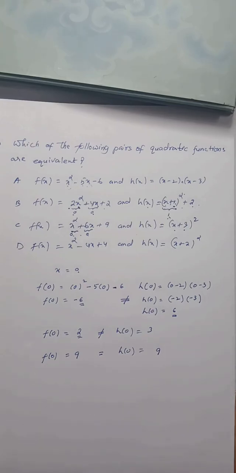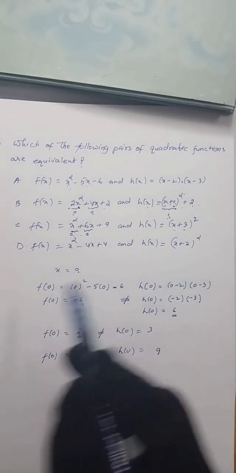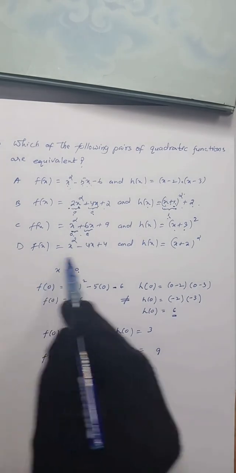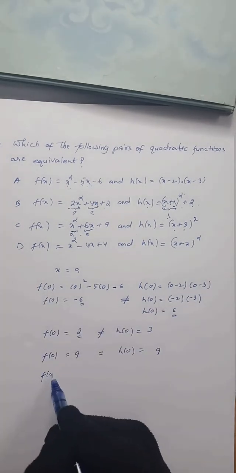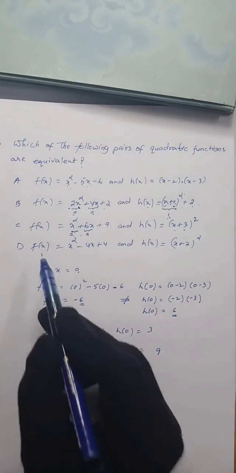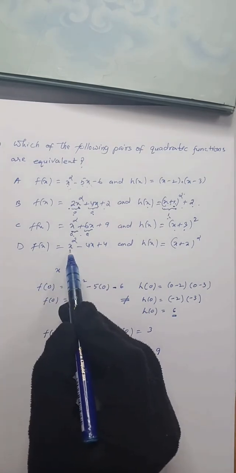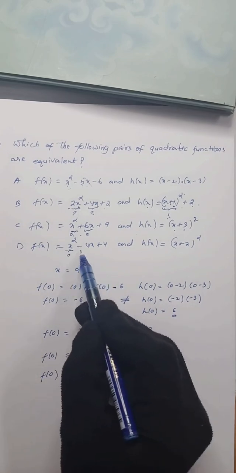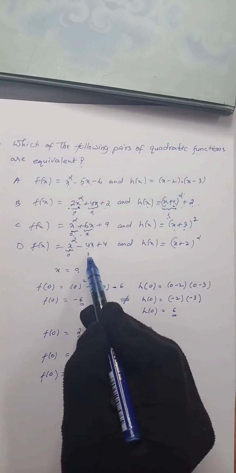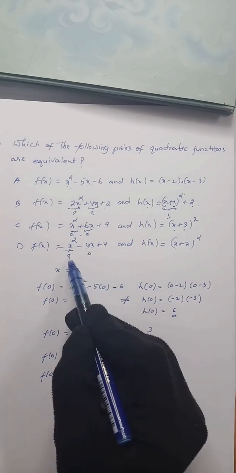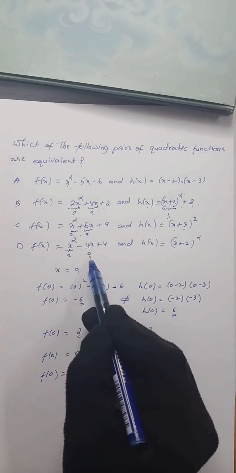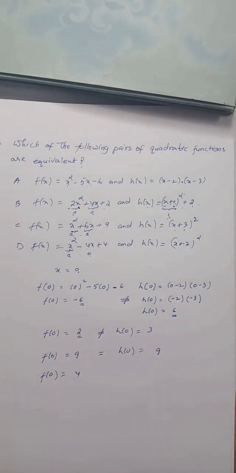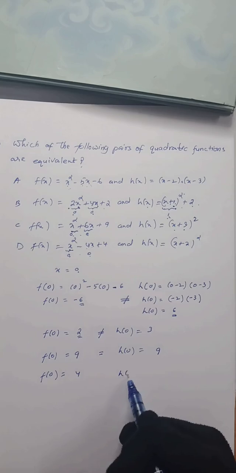Now they are equivalent. But you need to check this one before you decide. F of 0 again. If I substitute 0 here, you're going to get 0 square, which is 0 again. Minus 4 times 0 will give you 0 again. Plus 4. What is 0 minus 0 plus 4? It's 4. And h of 0.